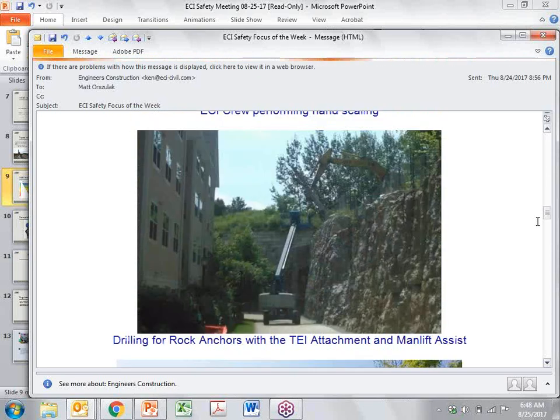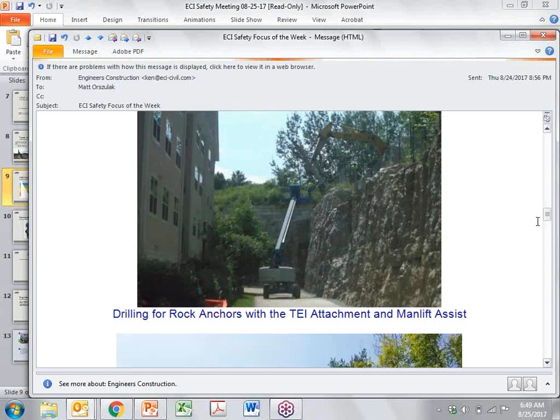And this picture shows the TEI rock drill at the top, reaching over the face, drilling in an anchor with the man lift down below, giving some assistance. And you can see how close we are to the building, to the Residence Inn. It's right there. This is basically a fire lane, and it's been challenging for the owner to keep it open, and they've been concerned about the potential for little rock falls with pedestrians and their guests walking through there, so it's been a restricted area.